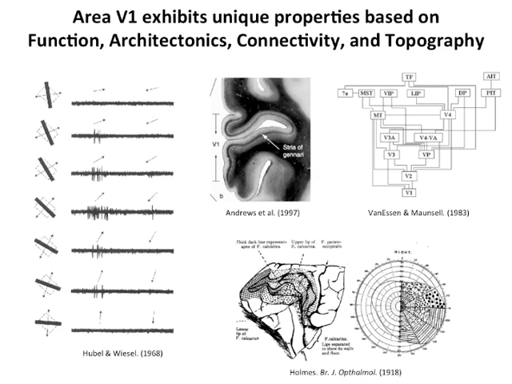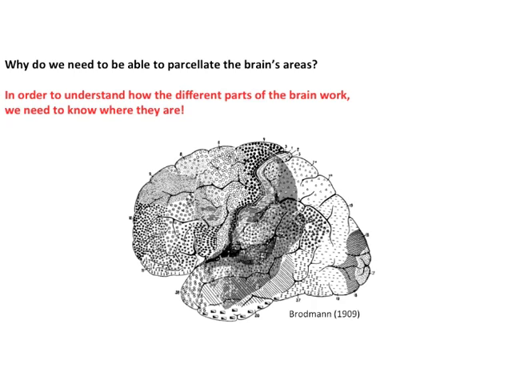So those are some of the ways we can go about defining areas, but it's worth asking, why is it important to do this? And just to put that another way, why do we need to be able to parcellate brain areas? The answer, of course, is that in order to really understand how the different parts of the brain work together to give rise to cognition, we need to know where they are.